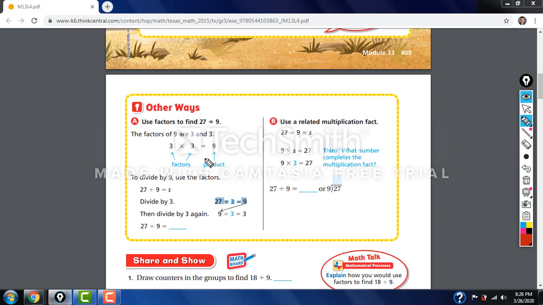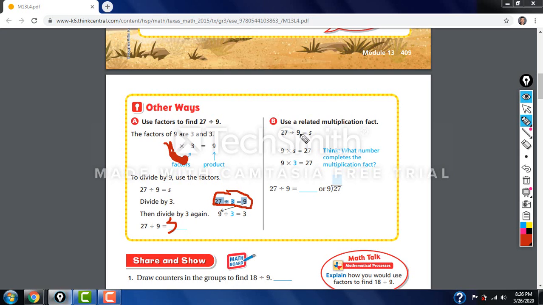Let me point that again. So we'll look at the two factors here, 1, 2. And we divide it first by one factor, which is the 3 right here. We get 9. So that's one factor that we use. Let's use the other one now. So we're going to get the product and divide it by 3, and it's 3. So 27 divided by 9 is 3.